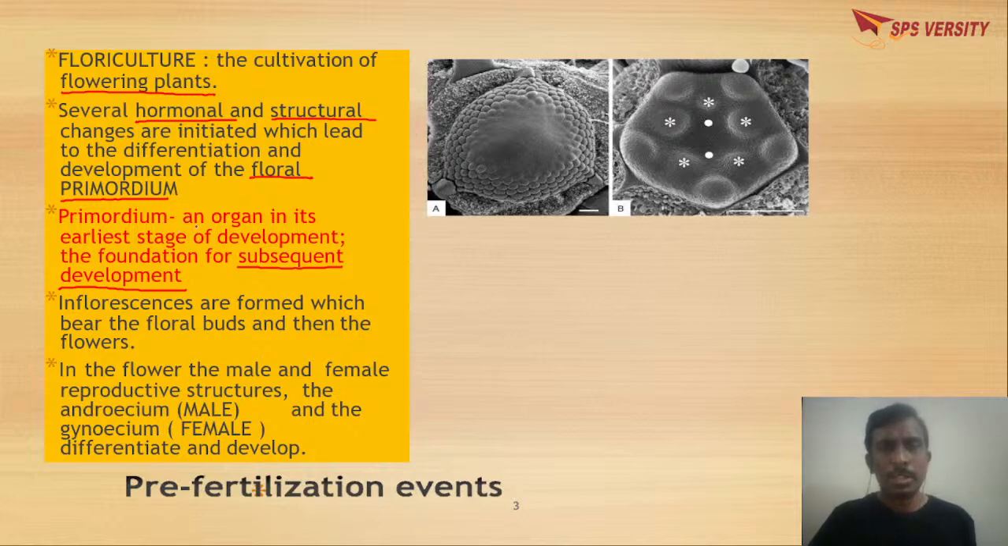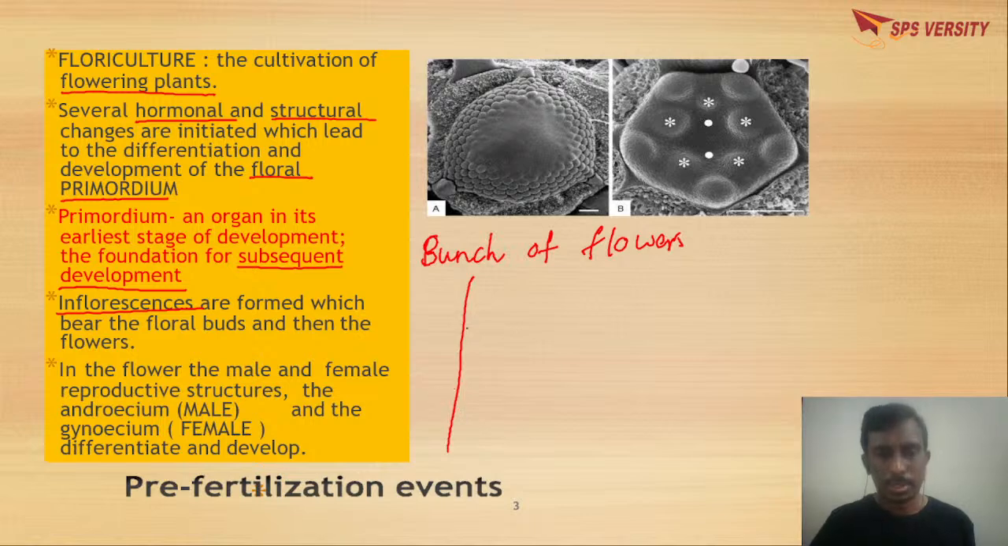In most plants we can see a bunch of flowers. These bunches of flowers present in plants are called inflorescence. The axis of the inflorescence is called peduncle.